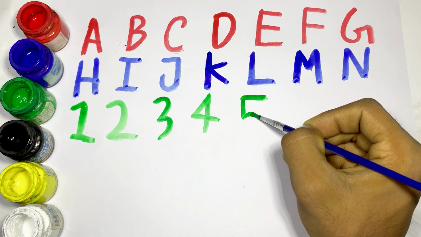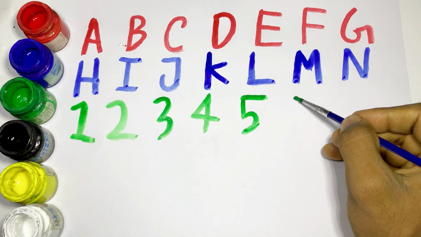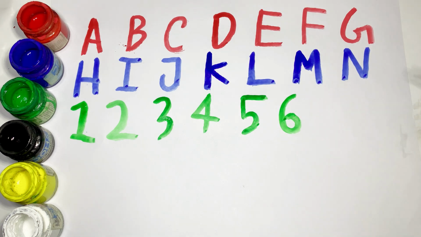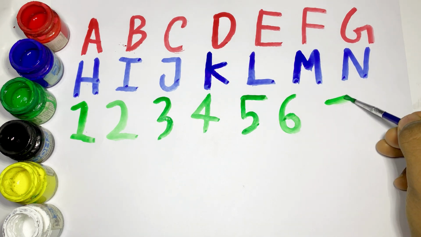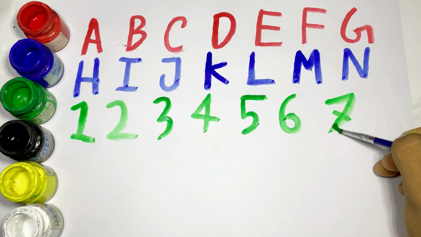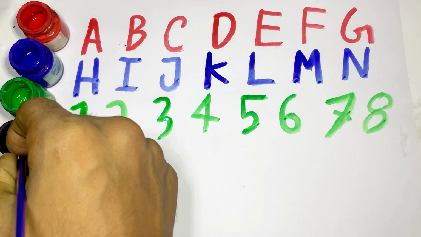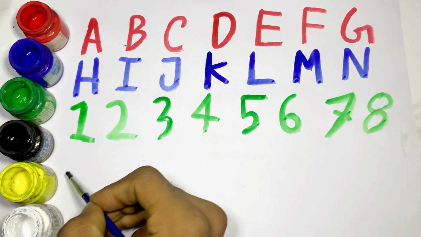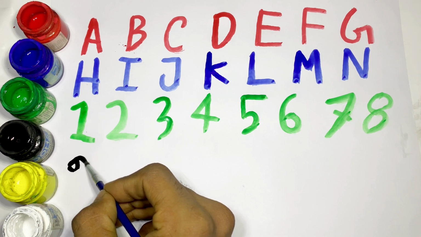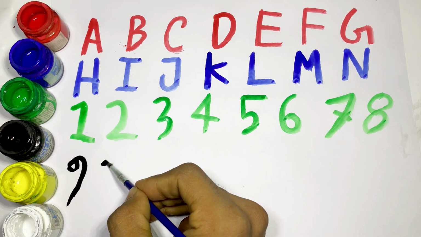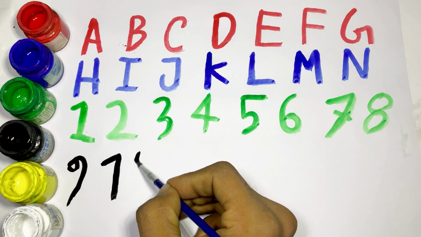F, I, V, E, 5. 6. S, I, X, 6. 7. S, E, V, E, N, 7. 8. E, I, G, H, T, 8. Kids, now draw 9. The number 9, and use black color. N, I, N, E, 9. 10. T, E, N, 10.